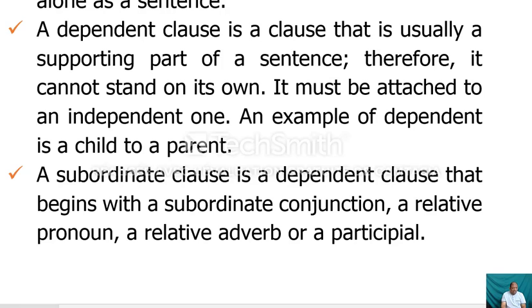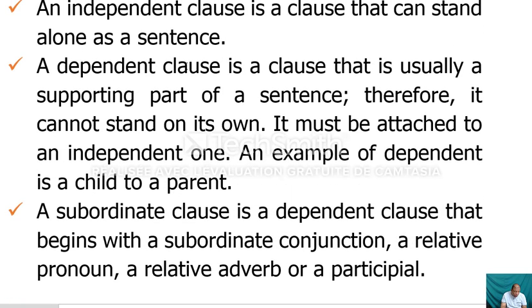Okay? An example of dependent is a child to a parent. So, which means the child cannot be independent because he or she is small. But the parent is independent. That's why the child always depends on his parent, whether as a mother or as a father.